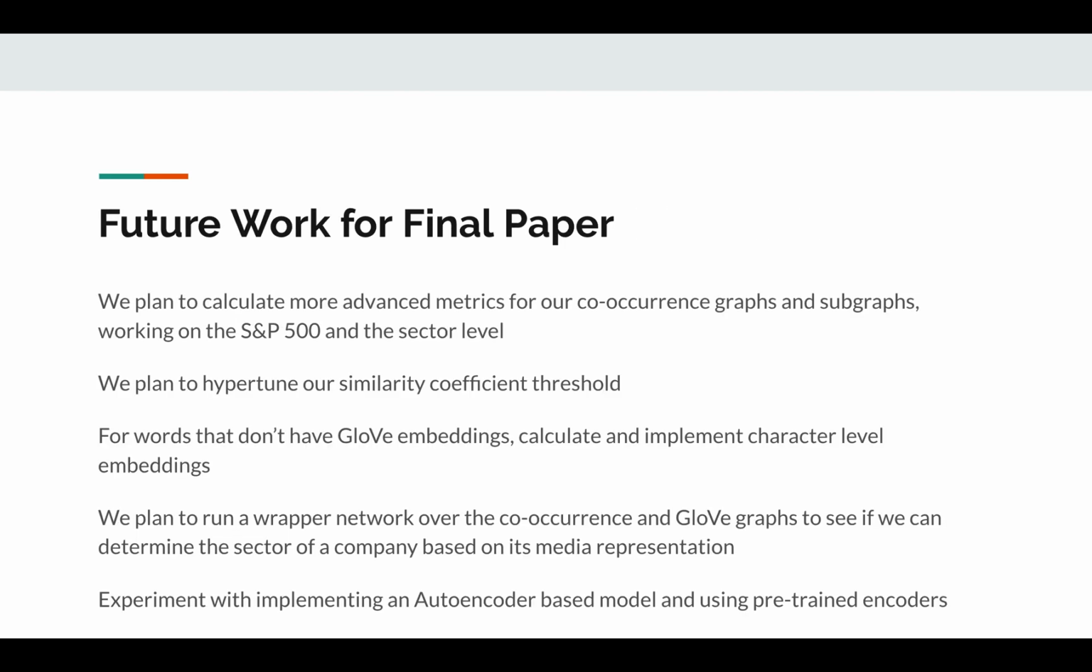Moving forward, we want to experiment with various things like getting more metrics related to the graphs, hypertuning our coefficients and thresholds, experimenting with character-level embeddings, trying building a hybrid network using both co-occurrence and GloVe graphs, and lastly, experimenting with the autoencoder model of pre-trained Google autoencoders. Thank you so much for your time.